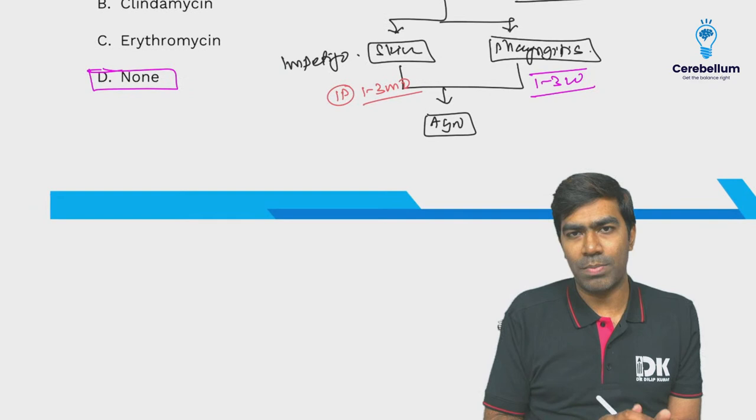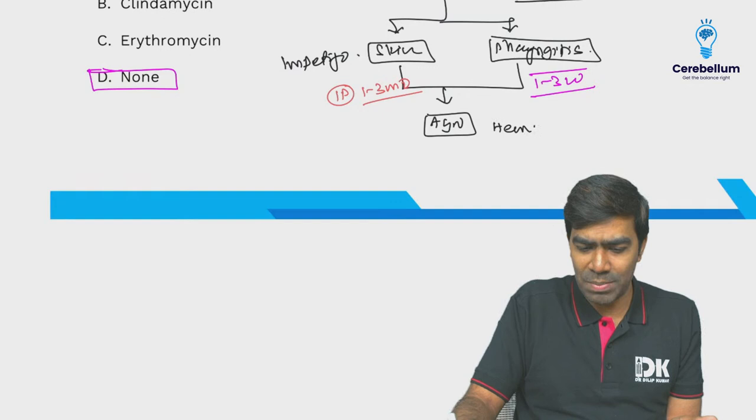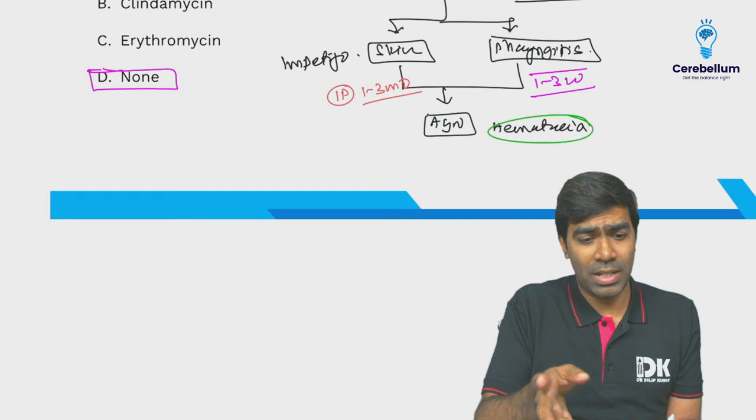Okay, acute glomerulonephritis. But how will you prove? So what is the feature of acute glomerulonephritis? All you're going to have is hematuria. In fact, this is the main problem in the patient. This is the only problem in the patient. Suddenly mother sees a lot of blood is coming in the urine.